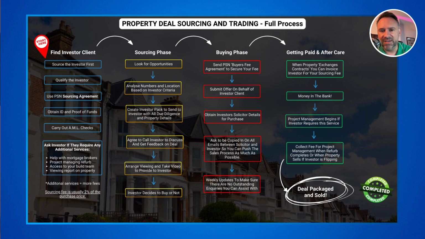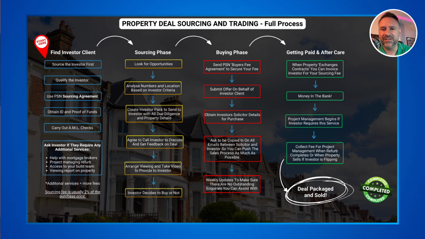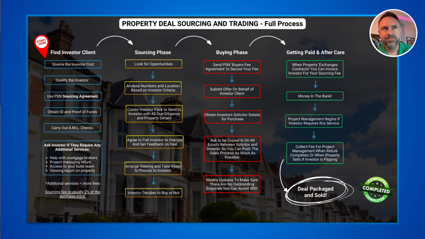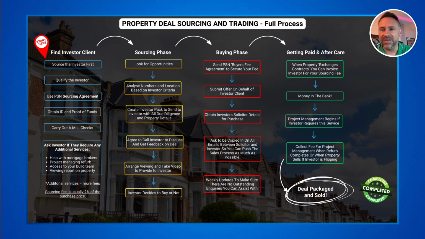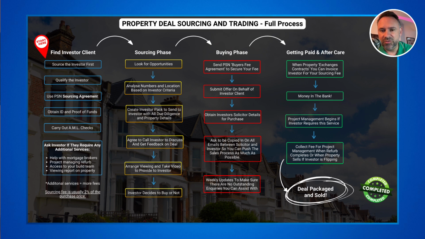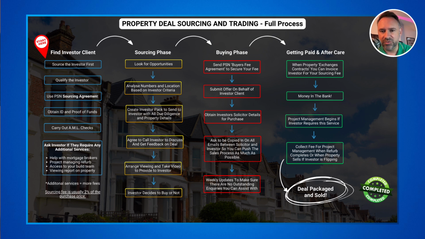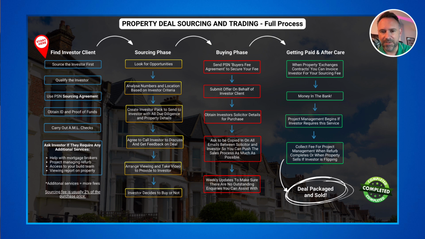Then you're going to obtain the investor's solicitor details for the purchase, because you're going to need them if you're the point of contact, because the estate agent, if it's an agent that you're dealing with, as an example, will ask for the solicitor details of the buyer. And they'll also ask for proof of funds and ID, because they will have to carry out their own checks on the buyer. Next up, we've got ask to be copied in on all the emails between solicitor and investor, so you can push the sales process as much as possible. You want to remain involved as much as possible, so that's why we say that.